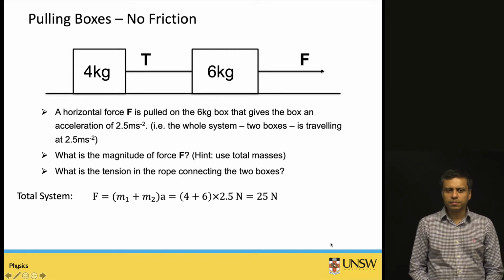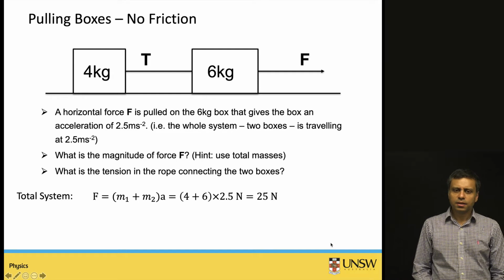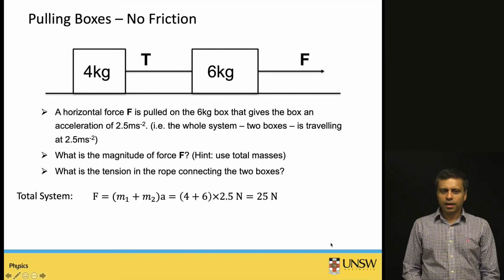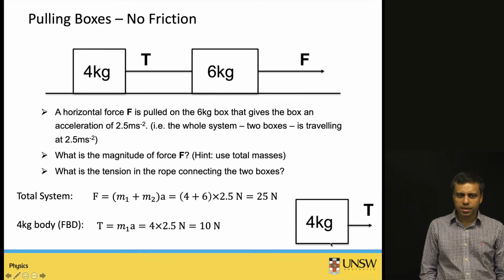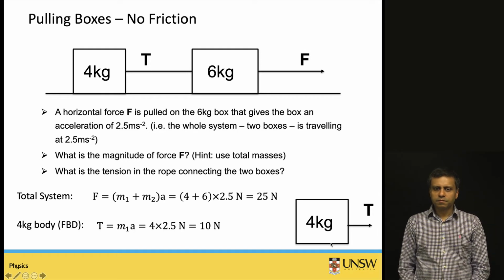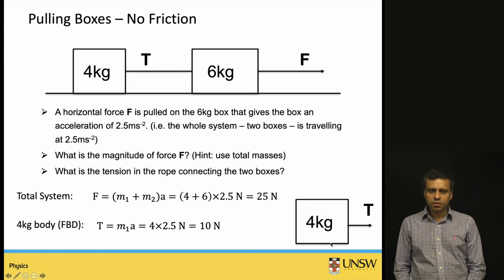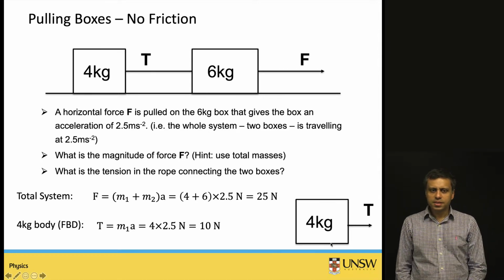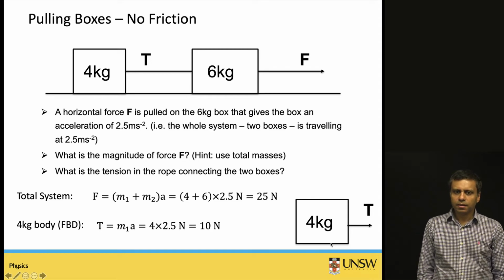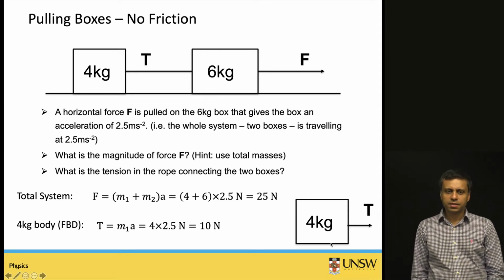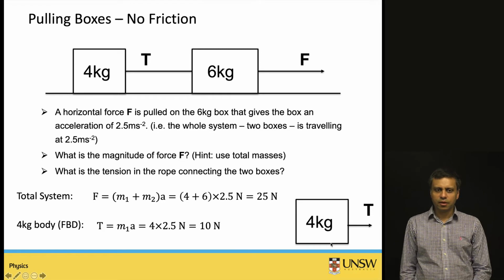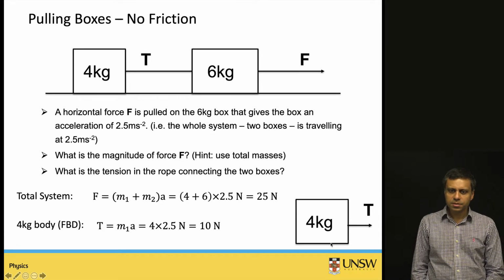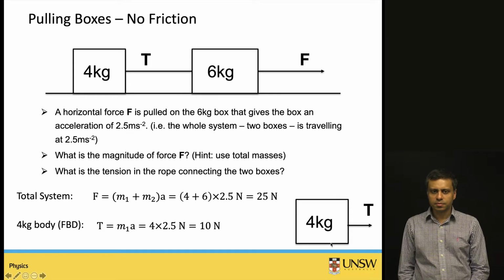Then the second part of the problem asks us to find the tension in the rope connecting the two boxes. And for this case, it's better to draw a free body diagram for the 4 kg mass. In the free body diagram, if we ignore the vertical forces, because they are not playing a role in this problem, we see that the only horizontal force acting on the 4 kg mass is the tension force. F is not directly acting on the 4 kg mass.